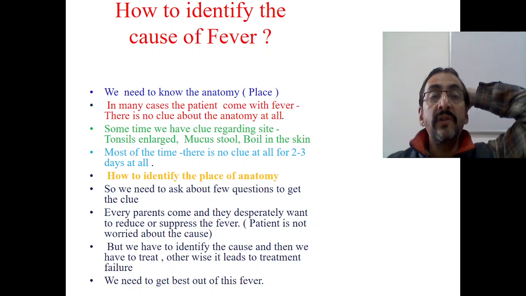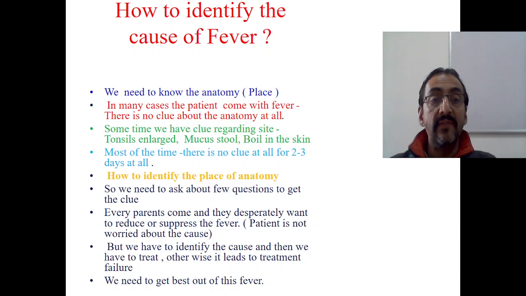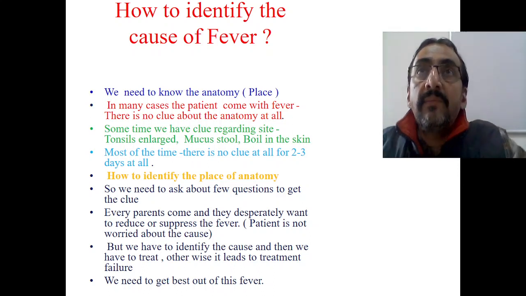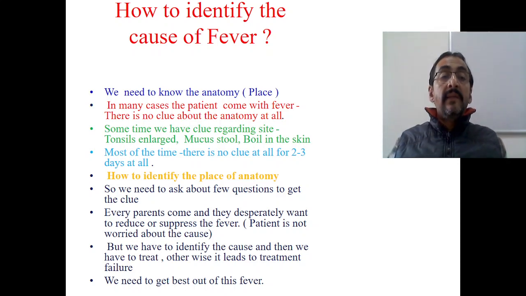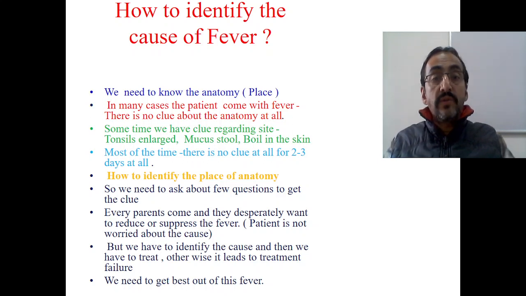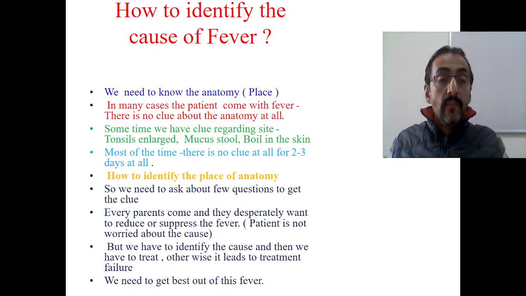Most of the time there is no clue at all for 2 to 3 days. But how to identify the place of anatomy? So we need to ask a few questions to get the clue. During this time, suppose only fever is there, but there is no clue about any anatomy, then we have to ask a few questions to get the clue.